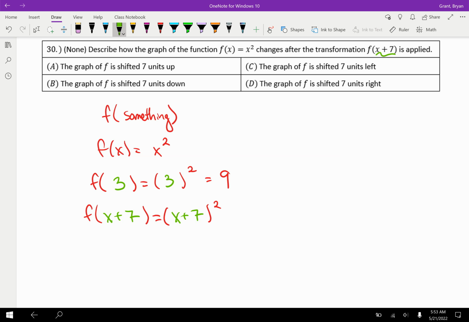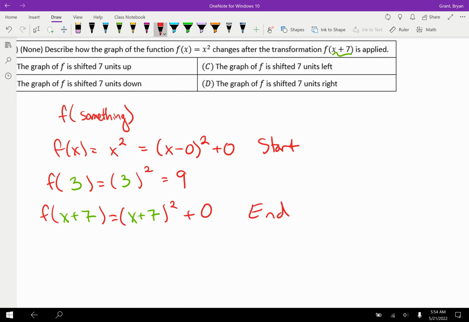Well, this all comes down to HK form. Our original function was x minus 0 squared plus 0. Remember HK form? We covered that in the last two videos if you want to jump back to 28, 29. And this one is x plus 7 squared just plus 0. So they're saying, here's where we started, here's where we are ending. How do the graphs compare to each other?